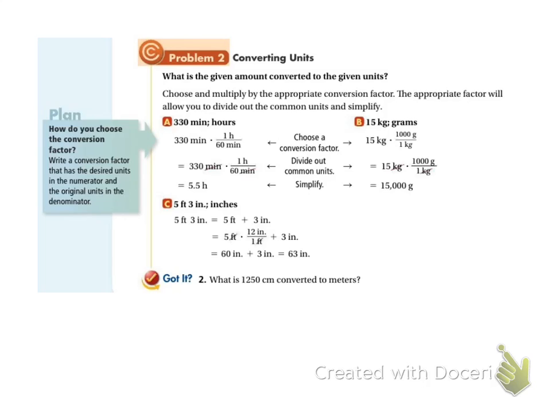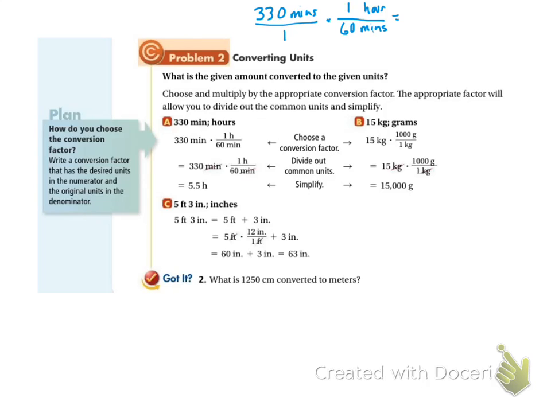So I'll start up here. I have 330 minutes. And I want to change it into hours. So 330 minutes is the same thing as over 1. I'm going to multiply by a fraction. Whatever I want to get rid of, so in this case I want to get rid of minutes and get into hours, I want to stick what I want to get rid of on the bottom. So I'm going to stick minutes on the bottom and hours on the top. Well, actually just hour. 1 hour is 60 minutes.